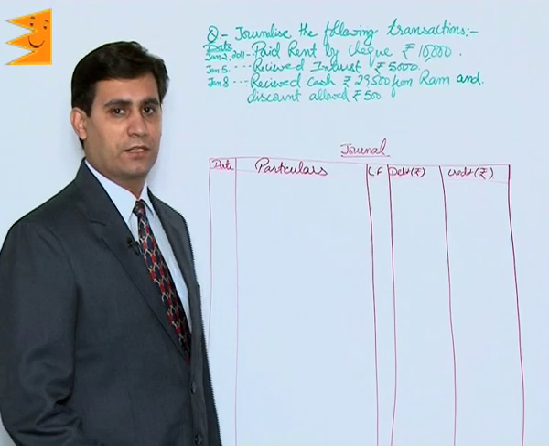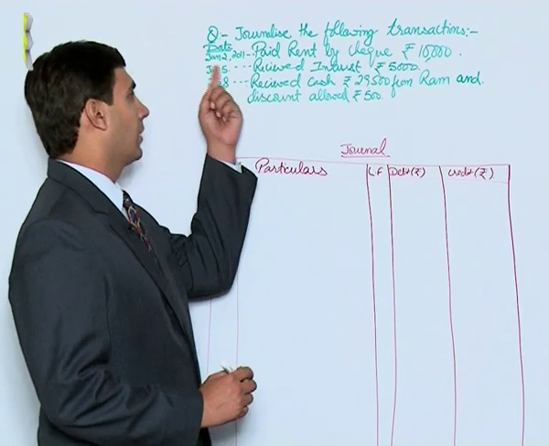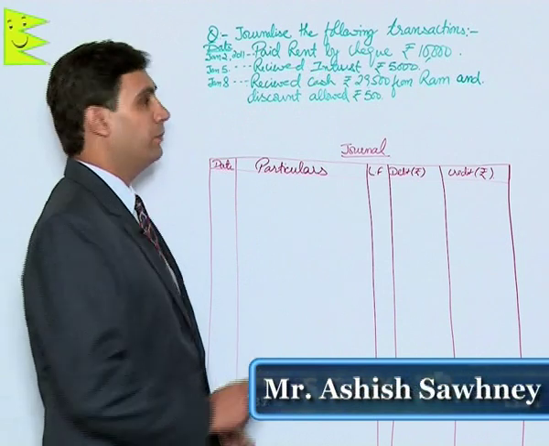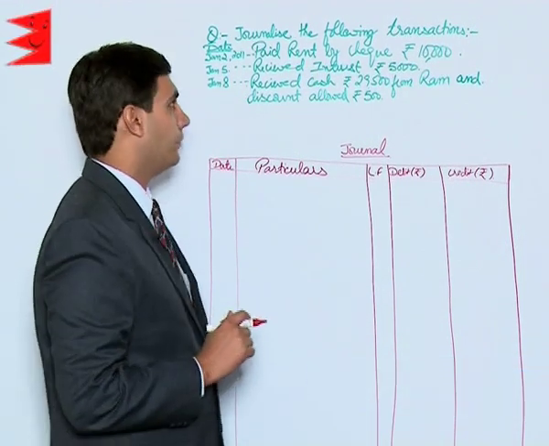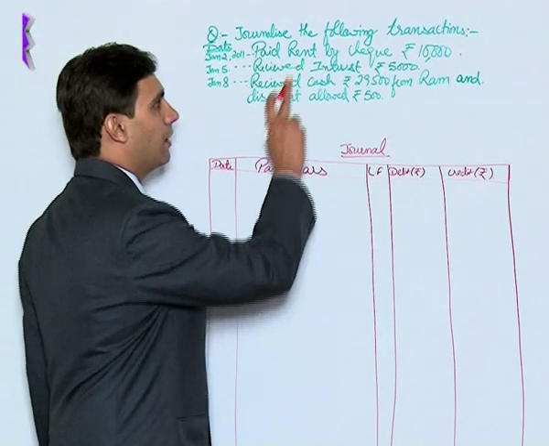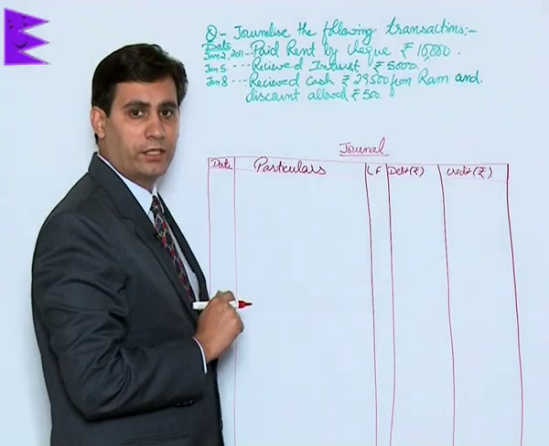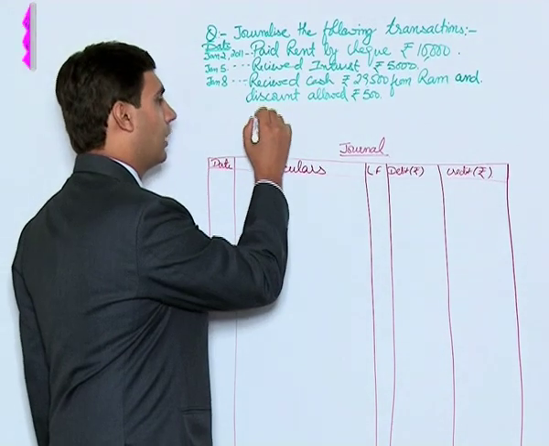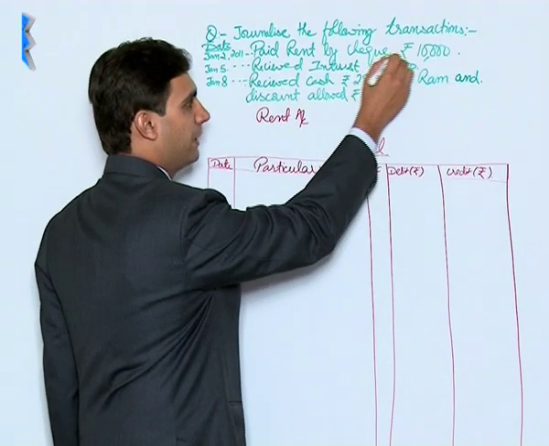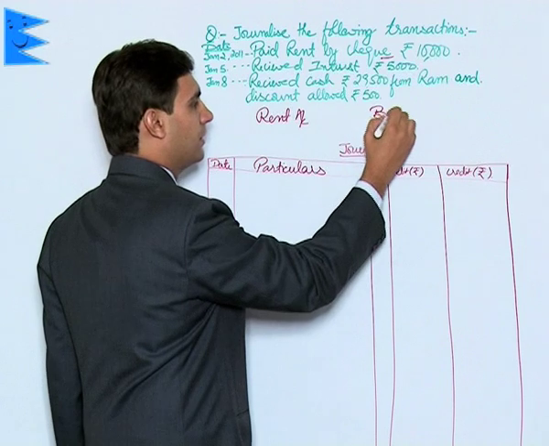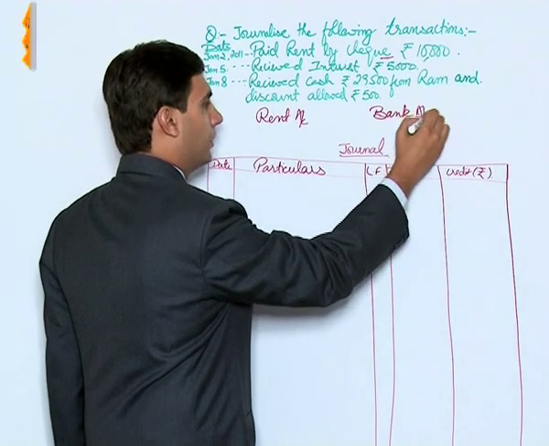Generalize the following transactions. Now students, the following transactions have taken place on these dates. So let us try and generalize them. The first transaction is paid rent by check. Now it involves two accounts. One is rent account, and since the payment has been made by check, the second account is bank account.